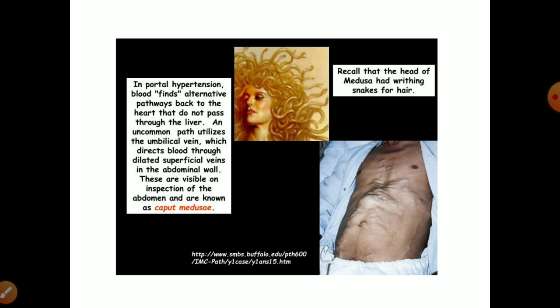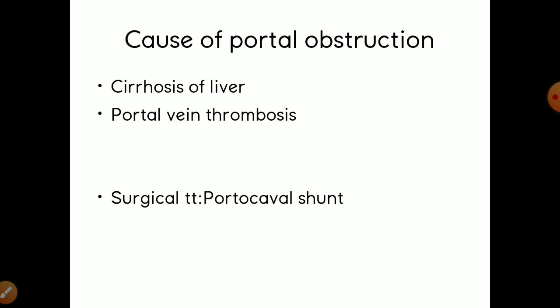And in anal canal, the submucous venous plexus will bulge to form hemorrhoids or piles in portal obstruction. So you should know about this portosystemic anastomosis very well. It's very important to know about it. What are the causes of portal obstruction? They are the cirrhosis of liver and thrombosis of portal vein.